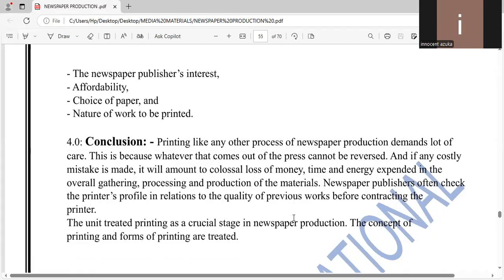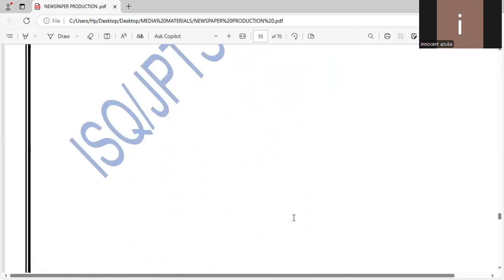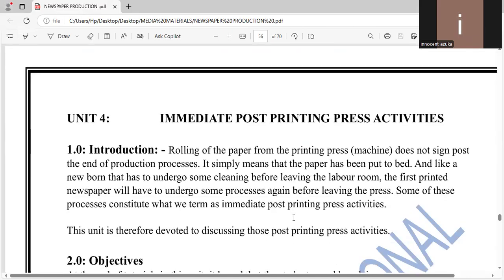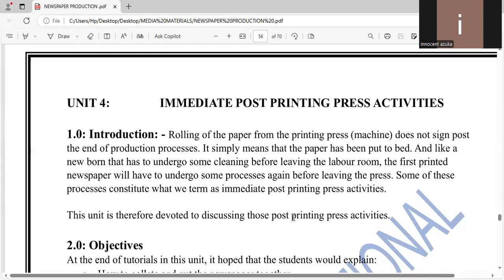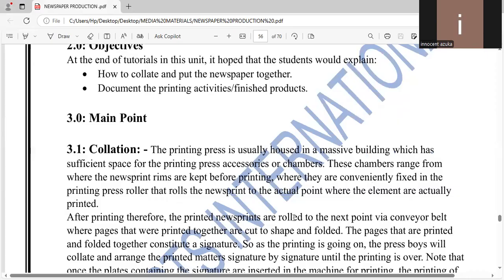So printing, like any other process for newspaper, demands a lot of care. This is because whatever comes out from the press cannot be reversed. So immediately after printing, there is what we call post-printing, handling the paper from the press production.